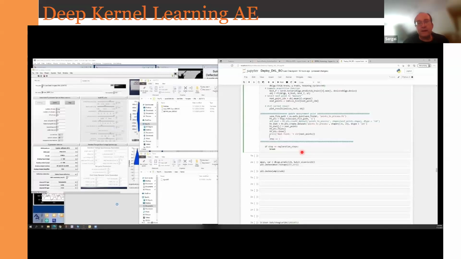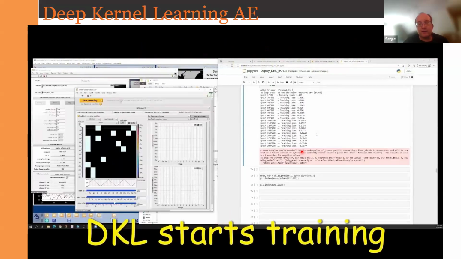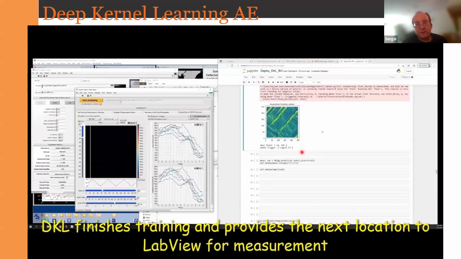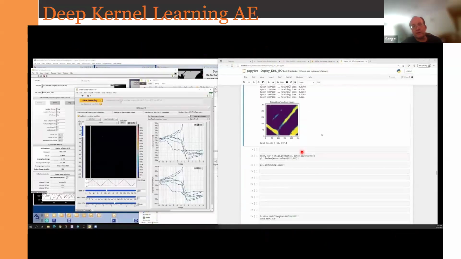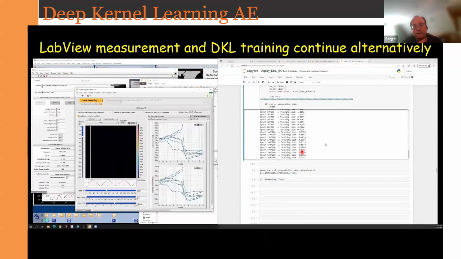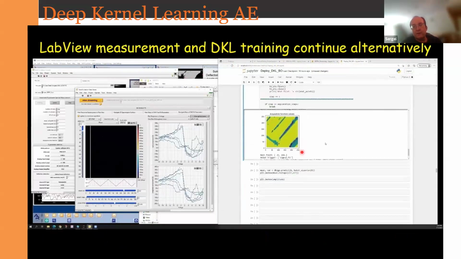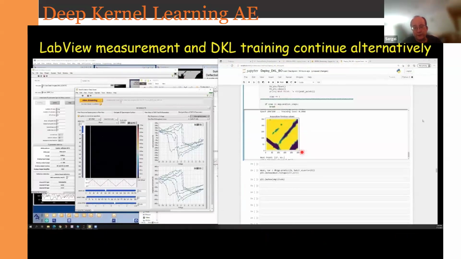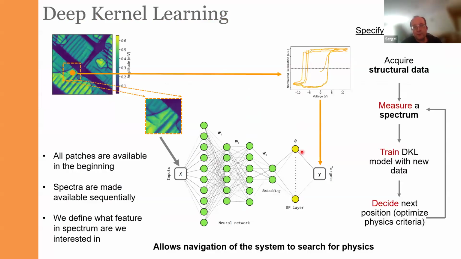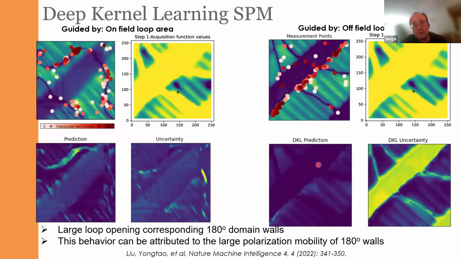So does it happen in other settings? Yes, it actually works in scanning probe microscopy as well. It's not limited to electron microscopy. So if we realize deep kernel learning on the AFM, for example, for measuring the ferroelectric hysteresis loops, we run exactly the same scheme. This is how our images look, this is how our measurements look. These are the hysteresis loops. This is exactly the same deep kernel learning workflow.